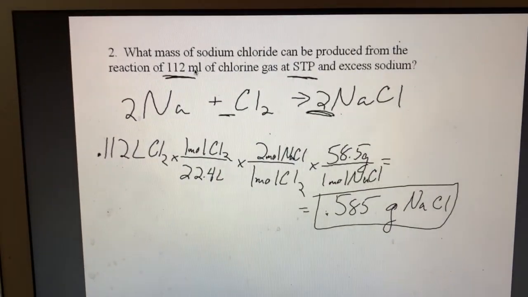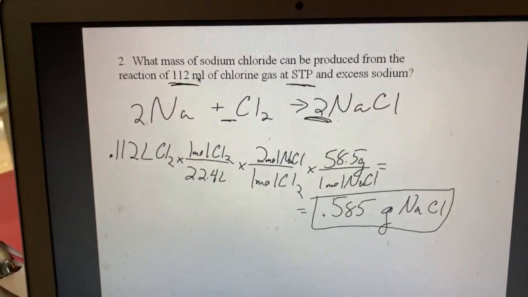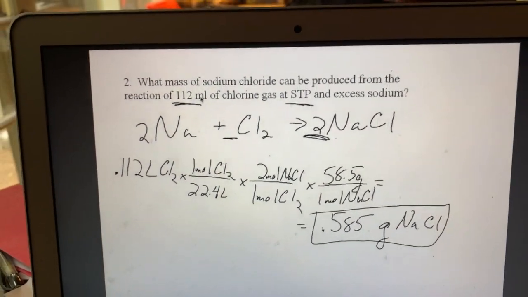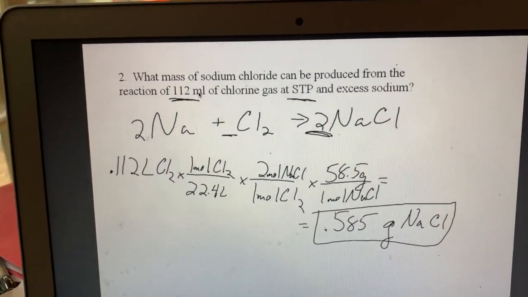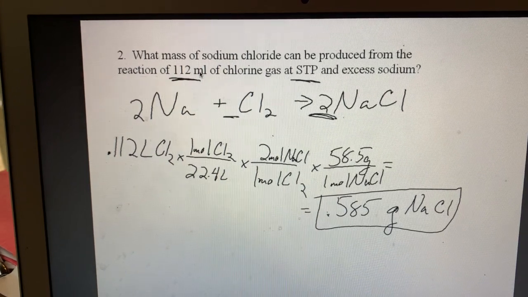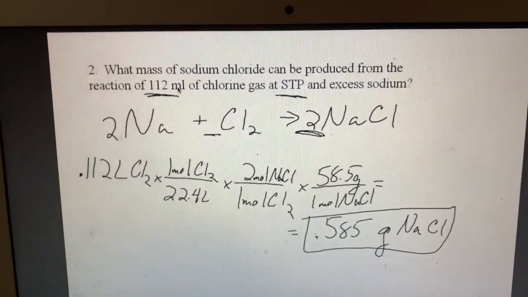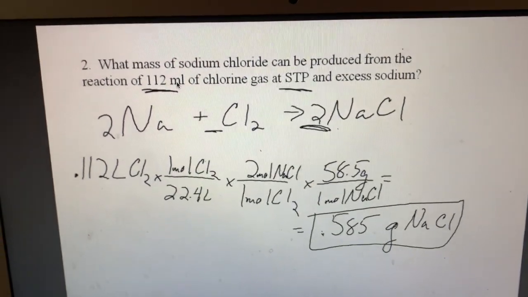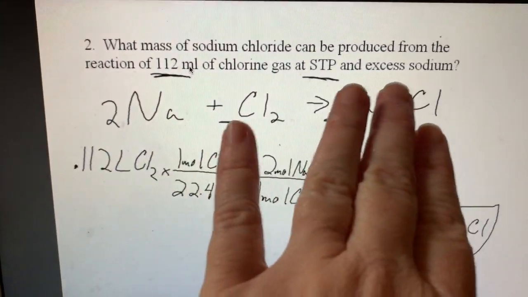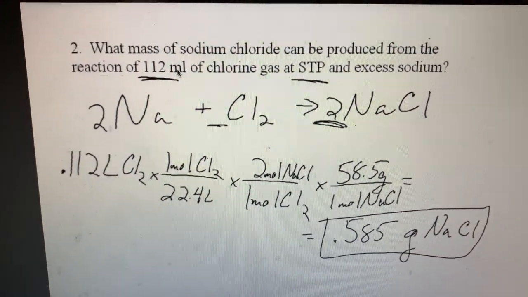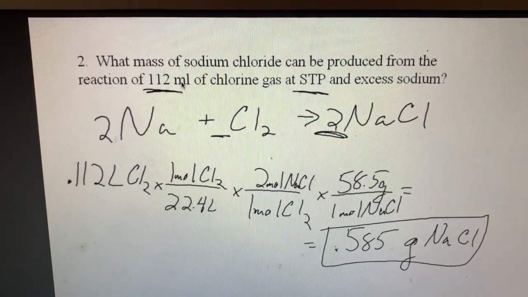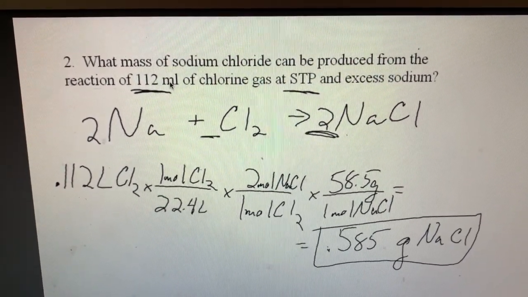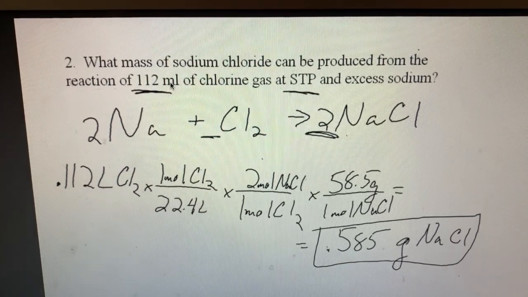All right, great. So let's look at our next one. We are taking sodium, reacting that with chlorine gas, and we're going to get sodium chloride. What mass of sodium chloride can be produced from the reaction of 112 milliliters of chlorine gas at STP and excess sodium? Now, remember, excess sodium means I have plenty of it. Had I given you the mass of sodium, then that would have been a limiting reactant problem. And that's certainly fair game, so don't forget that that's out here.